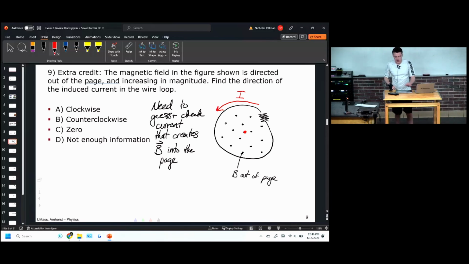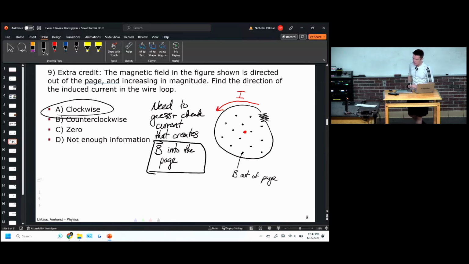Everyone good on this one? So if you do the right-hand rule here, this current I cross R creates a B that's out of the page. This is not what you need. So your guess was wrong, and instead of counterclockwise, the answer should be clockwise. And again, the reason you need B to be into the page is this is a question about changing magnetic flux, Lenz's law. B is getting more and more out of the page. The circuit doesn't like that it's getting more out of the page, so it's going to create something into the page.